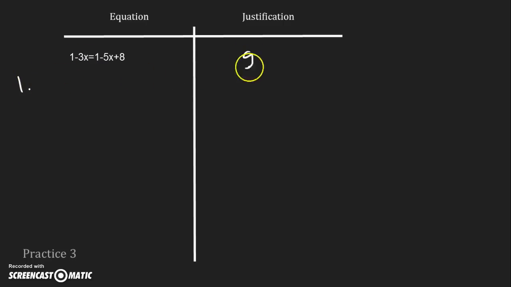So the first equation is given to us. Go ahead and look to combine first. So nothing here to combine. We've got a 1 and we've got a positive 8. 1 plus 8, that's 9. So we've got 1 minus 3x equals 9 minus 5x.